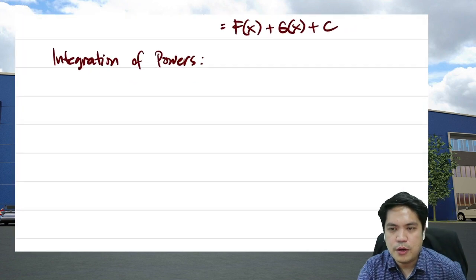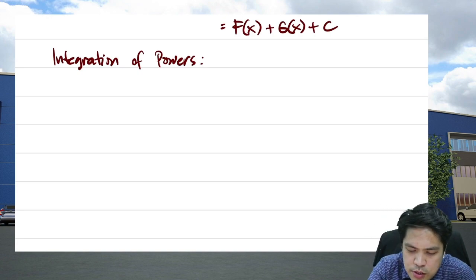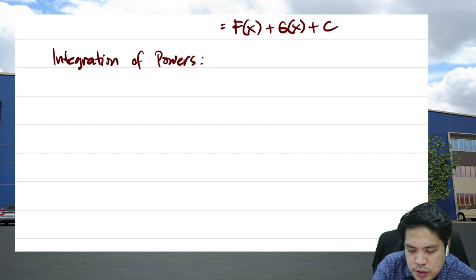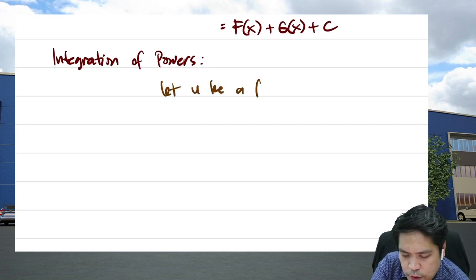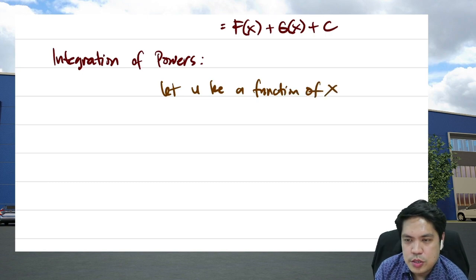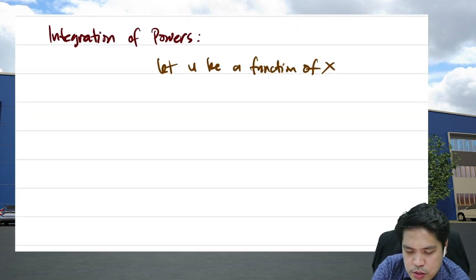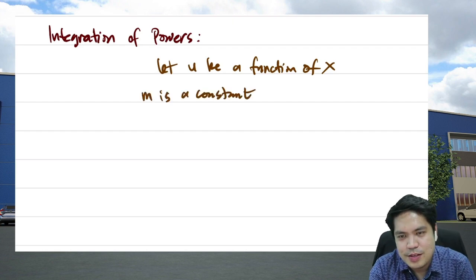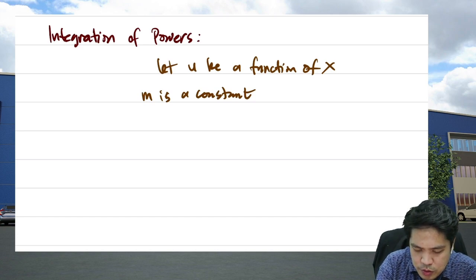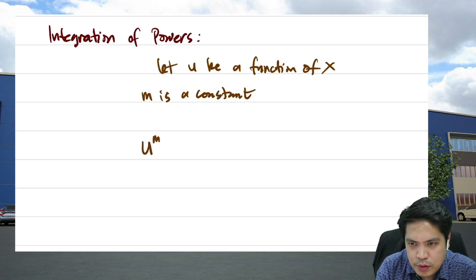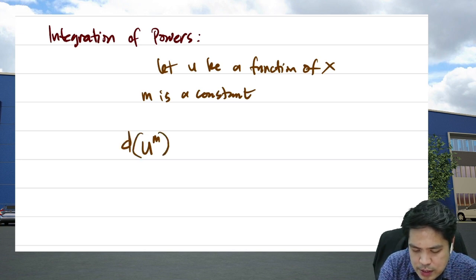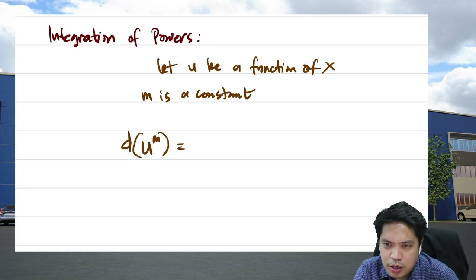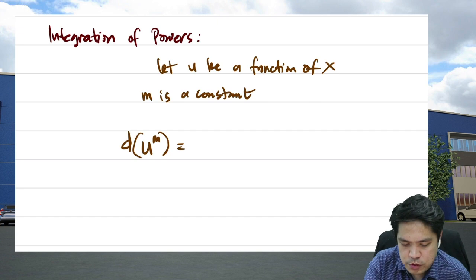Powers, or the power formula for integration. So let's start our discussion with a function u, let u be a function of x. Suppose m is a constant, not arbitrary, but fixed and a constant. So suppose we have u raised to m. If we get the derivative of this, we know how to do this, it's just the chain rule, or the general power rule for derivatives.